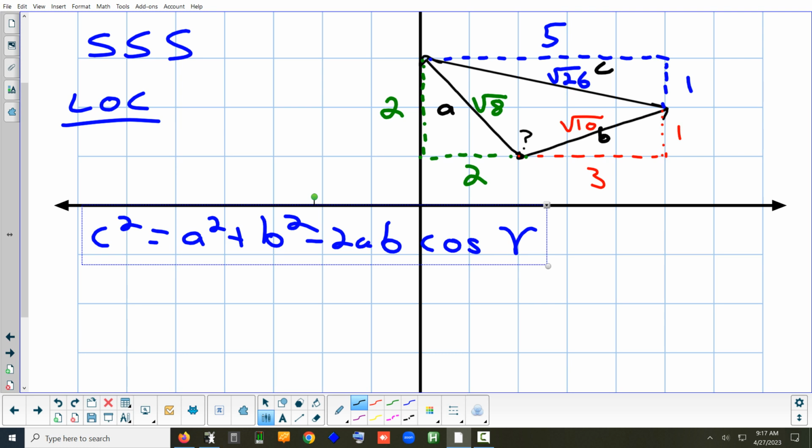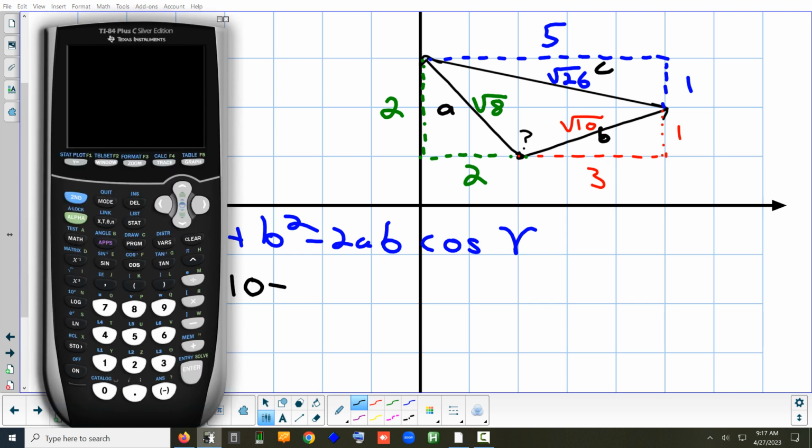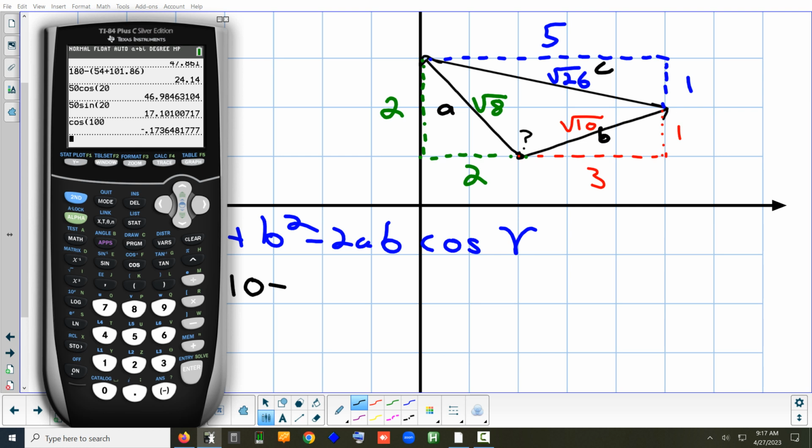What's C squared? Yeah, 26. What's A squared? Yeah, 8. And B squared? Yeah, 10. Minus, I need my calculator, 2 times A times B. So 2 times the square root of 8 times the square root of 10. Okay, so we're going to get about 17.89.